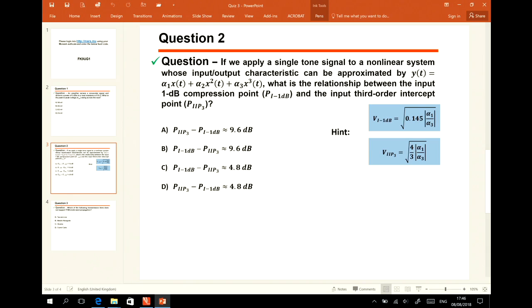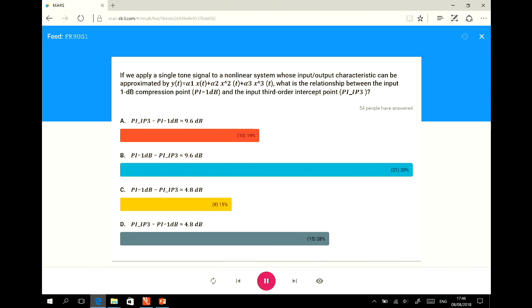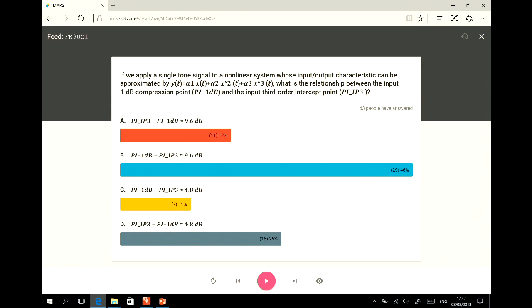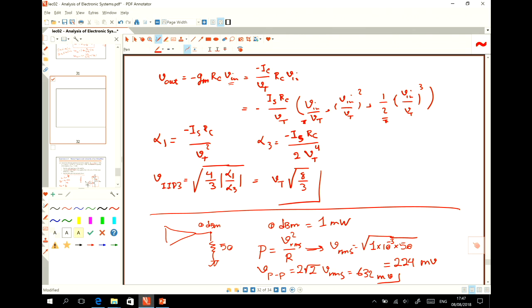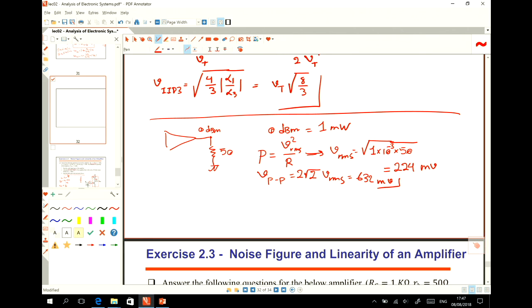Everybody answered? Okay. Shall I close? All right. But why is it changing then? All right. Okay. Again, we can calculate here.